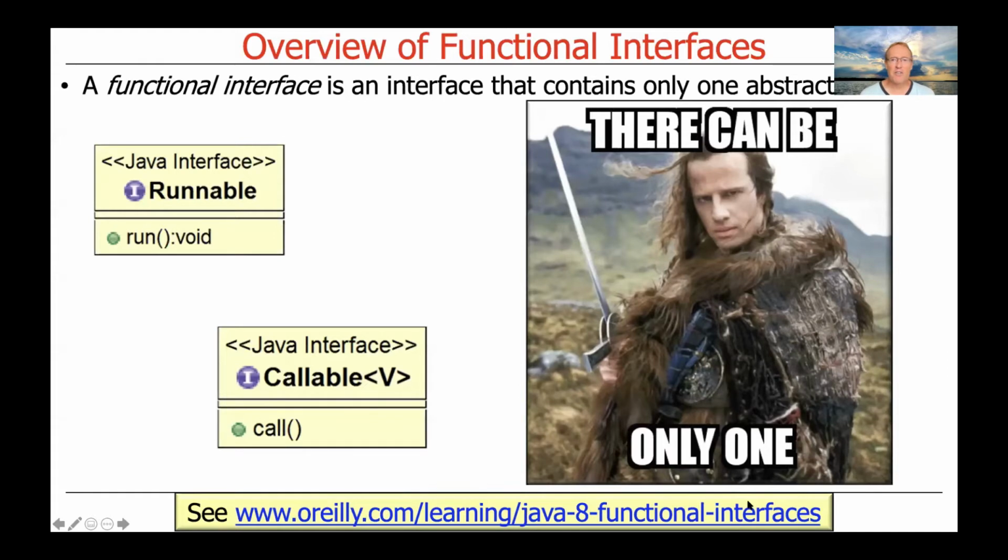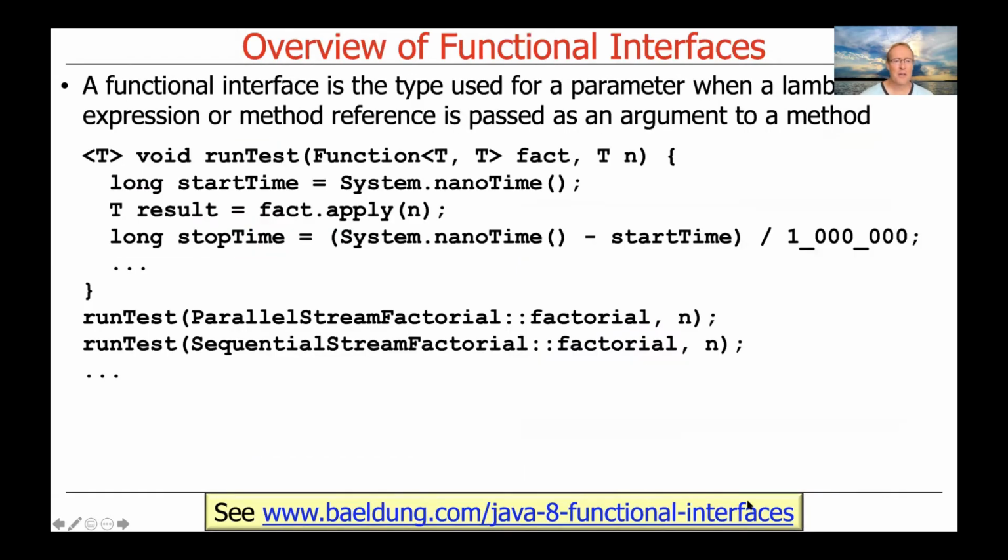So what is a functional interface? A functional interface is an interface that contains only one abstract method. If you've done a lot of Java programming, you probably have already run across some functional interfaces. Runnable is a functional interface. It has one abstract method. Callable is a functional interface, and has one abstract method. So there can be only one, like the famous movie Highlander.